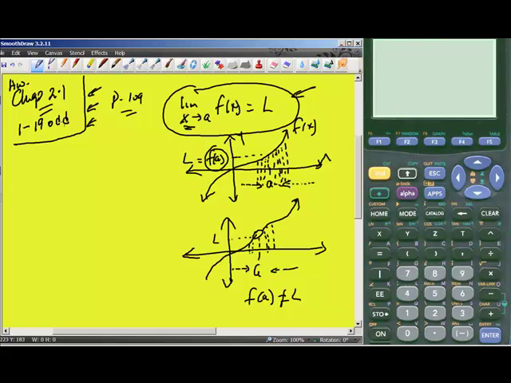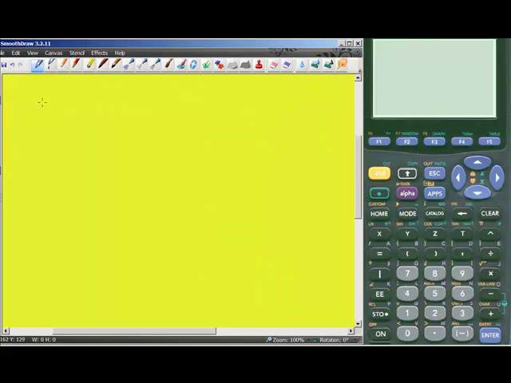So let's take a look at an example. They give us an example. Let's go to page 110 and let's look at example 2. So this is page 110 and this is example 2. And they say limit as x goes to 0 of x over square root of x plus 1 minus 1. They want us to find what this is equal to.